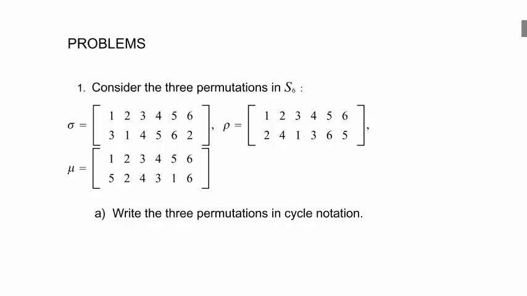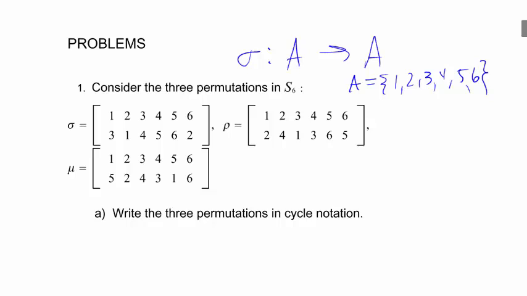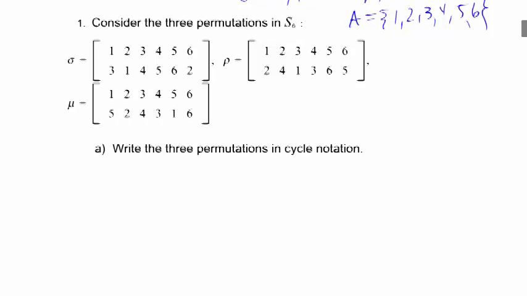Here are 3 permutations in S6. In other words, they are all mappings. For example, sigma is a one-to-one mapping of A, and A is the set containing 1, 2, 3, 4, 5, and 6. So we have 6 factorial mappings in there, and these are 3 of them. So first of all, write them in cycle notation.